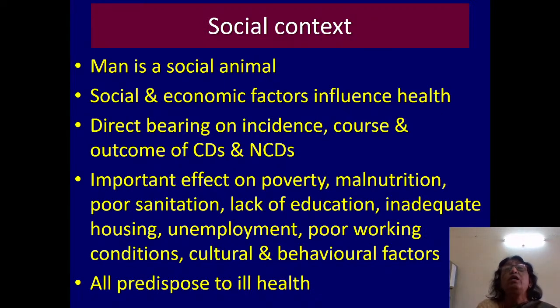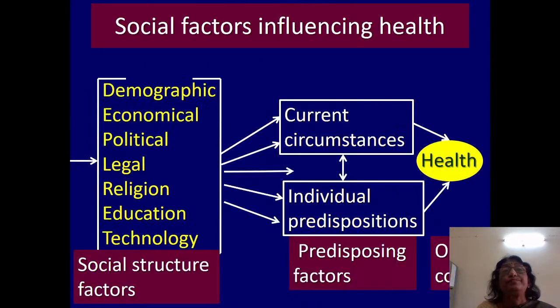That's why I'm using the common diseases so that you all can understand. The important effect on health is mainly poverty. Because of poverty, because of their low purchasing capacity, there is malnutrition, and the sanitation is very poor, and lack of education, inadequate housing, unemployment, poor working conditions, cultural and behavior factors. All these are related to health and all predisposed to sickness, ill health.